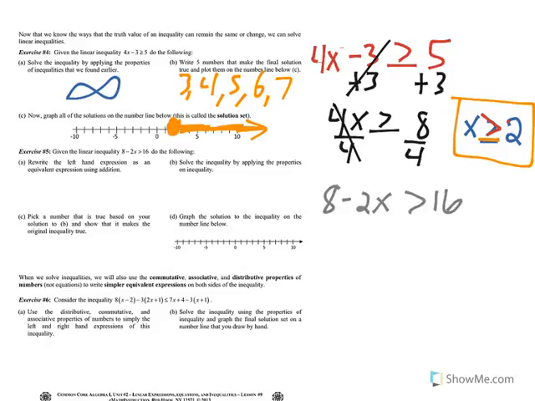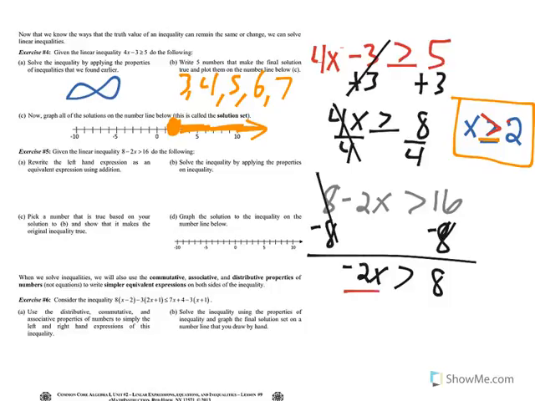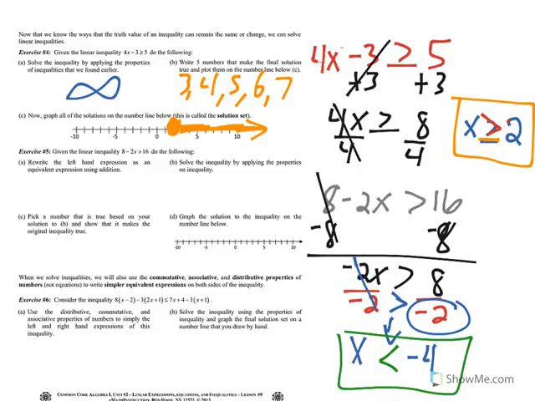Okay, there's my setup. I'm going to subtract 8. That's fine. No problem adding or subtracting. I get negative 2x is greater than 8. And here I'm going to divide by negative 2. When you divide by negative 2, you'll get x. 8 divided by negative 2 is still going to be negative 4. But because this was a greater than sign, and I divided by a negative number, I have to flip it and make it a less than sign. Okay? And there's my solution there.